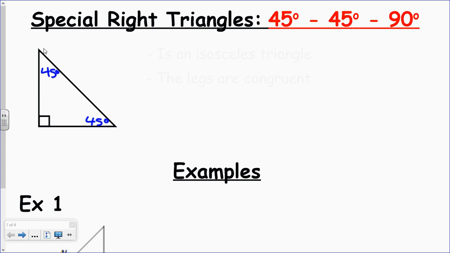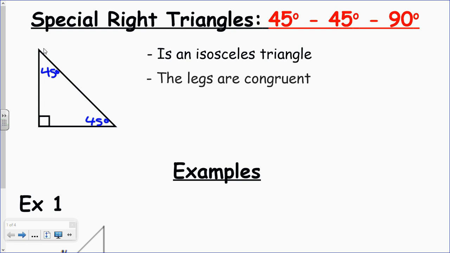And so because both of the angles are 45 degrees, we would know that this is an isosceles triangle, with the 45-degree angles as your base angles. So if it's an isosceles triangle, we know the legs are congruent. And so then we know the legs are the sides opposite the 45-degree angle. So we know those are congruent to each other, okay?